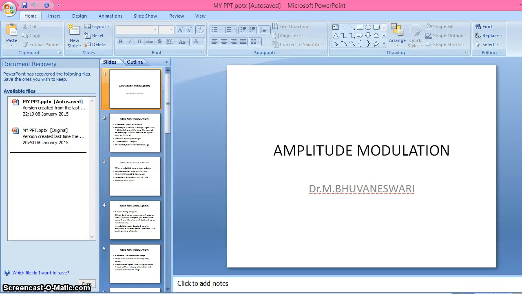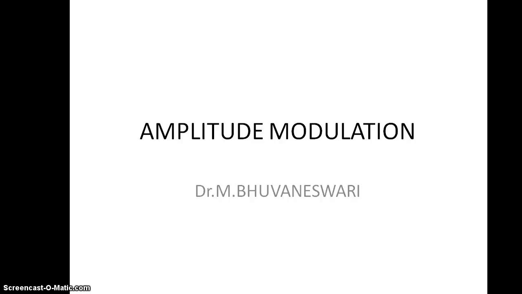Good morning. In today's class, we'll discuss modulation, the need for modulation, and the definition of amplitude modulation. Modulation: every communication system, if it has to have long range communication, then the signals have to be modulated. So modulation means varying some of the parameters of the carrier wave in accordance with the message signal.